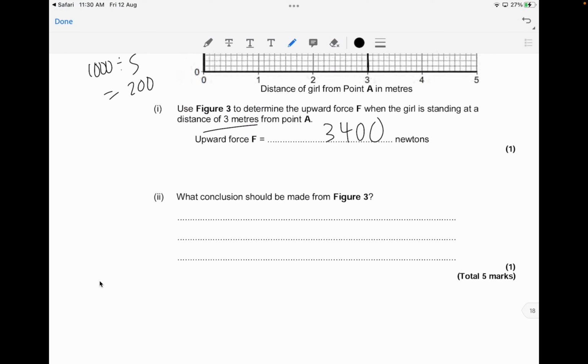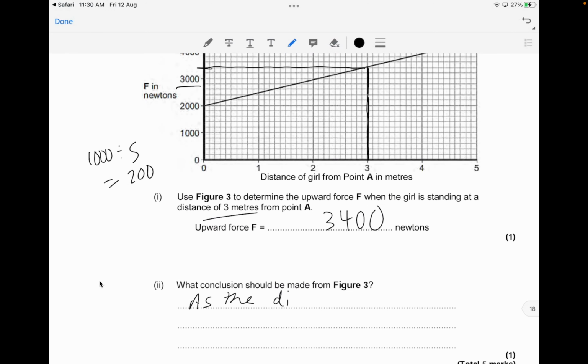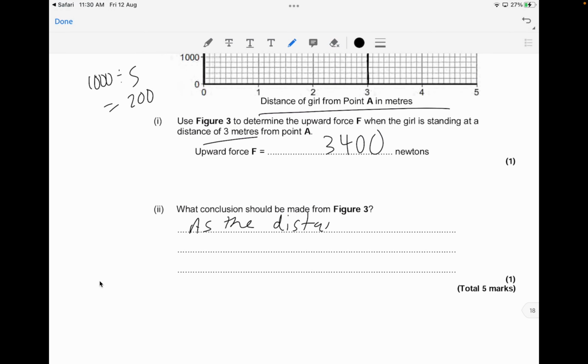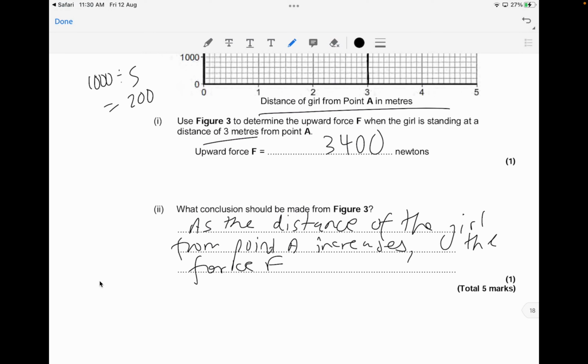What conclusion should be made from figure 3 is that, as we can see, as the distance increases, the force in newtons also increases. So as the distance of the girl from point A increases, like I said, the force F also increases indirectly. All right, so that's going to be for 1 mark. So you're going to say that as the distance of the girl increases from point A, the force indirectly also increases as well. Let's move on to the next question.